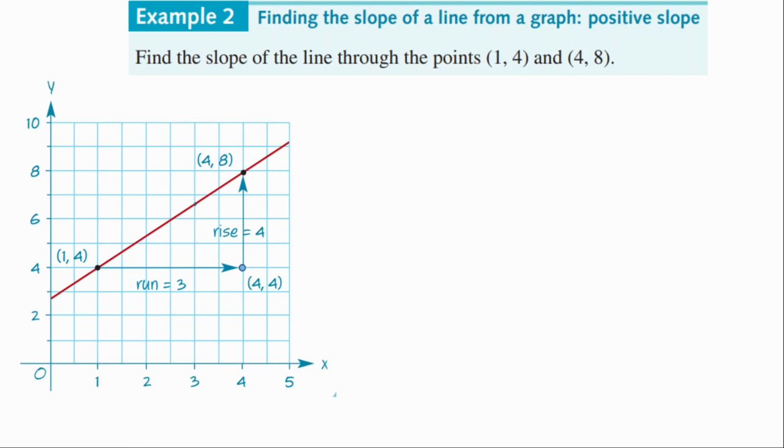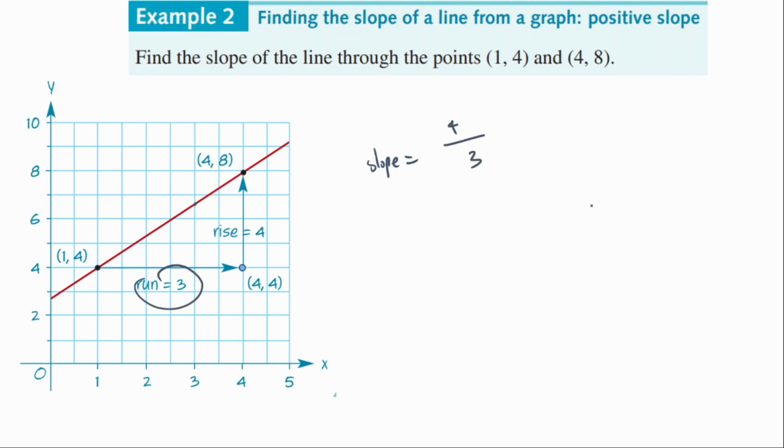If we have a look there, for our rise, we're going up 4 places: 1, 2, 3, 4. So the slope or the gradient equals the rise, which is 4, over the run. We're going across 1, 2, 3, as it tells us there.